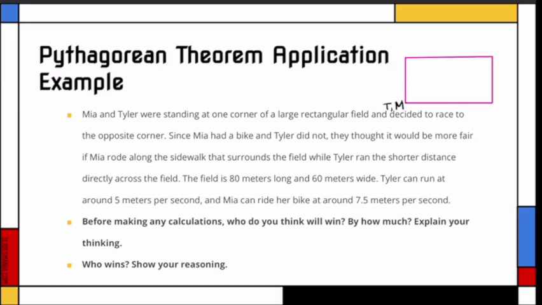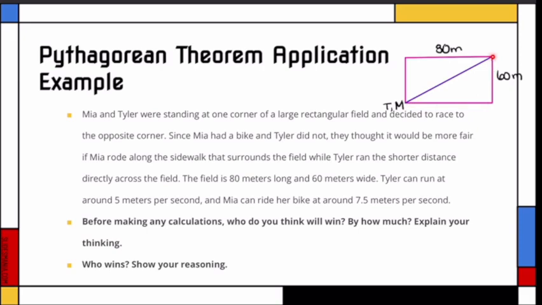Mia had a bike, Tyler did not. They thought it would be more fair if Mia rode along the sidewalk that surrounds the field, while Tyler ran the shorter distance directly across the field. The field is 80 meters long, so let's go ahead and label that, by 60 meters wide. Tyler can run at around 5 meters per second, and Mia can ride her bike at around 7.5 meters per second. Okay, before making any calculations, who do you think will win the race and by how much?